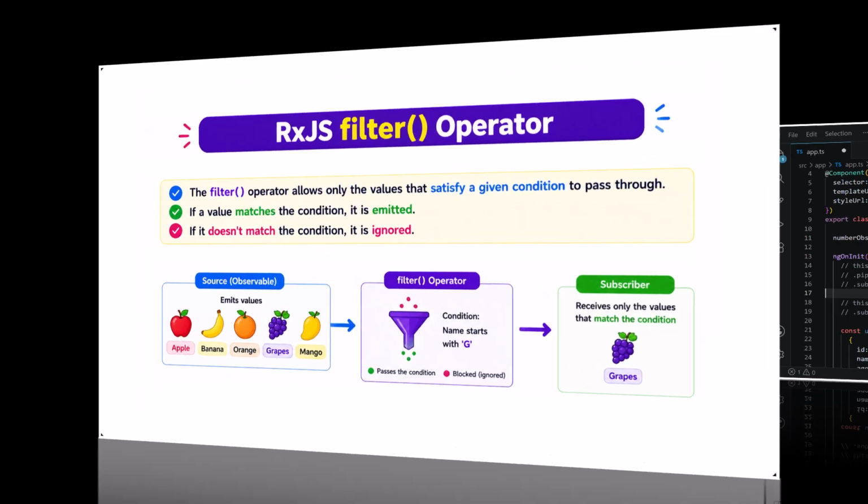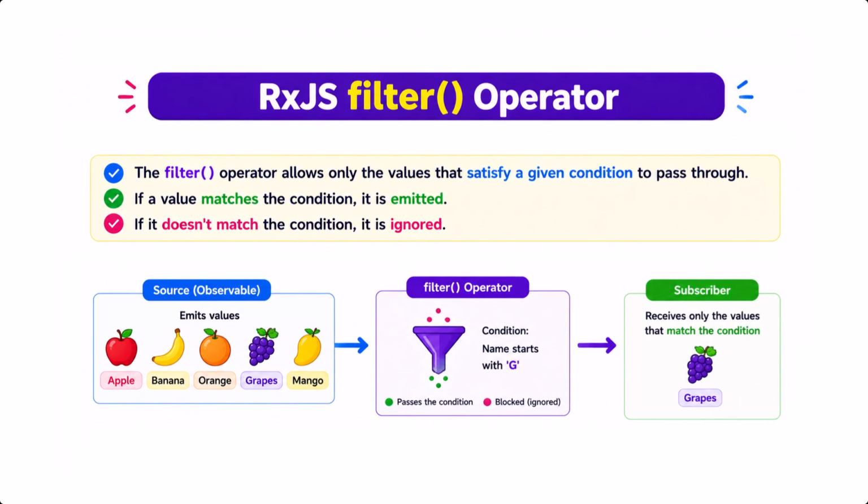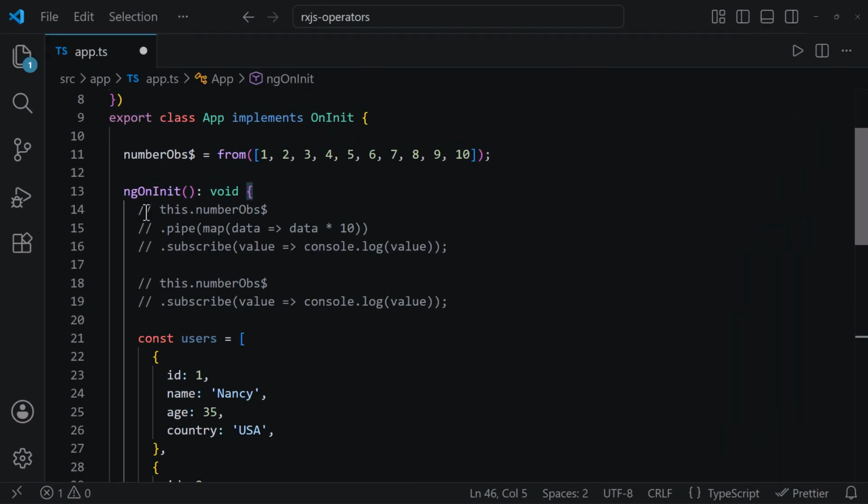The filter operator allows only the values that satisfy a given condition to pass through. If a value matches the condition, it is emitted. If it doesn't match the condition, it is ignored. Think of filter like a security checkpoint at an airport. Only people who meet the required criteria are allowed through. Everyone else is stopped. Let me show you how it works.